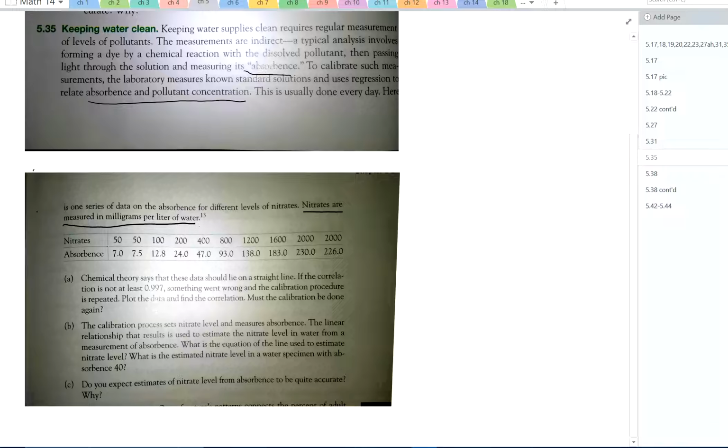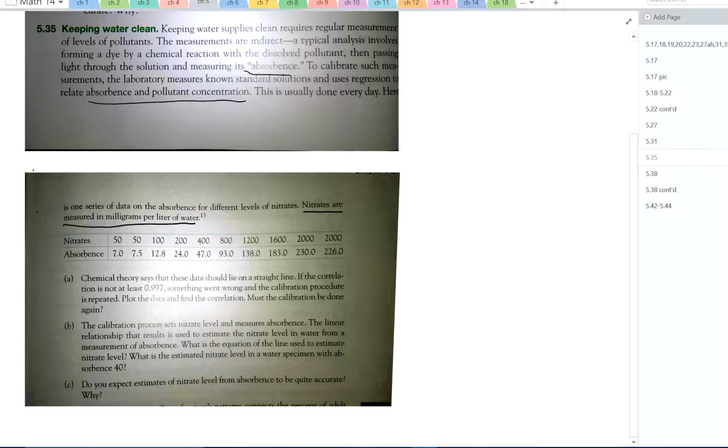Okay, so we got data on nitrates, data on absorbance, and the question is, it seems, the absorbance is going to depend on the nitrates, which is my explanatory, which is my response. I'm going to keep on reading to see how to either verify that or to see if they're using it differently. Chemical theory says these data should lie in a straight line. If the correlation is not 0.997, something's wrong, and we've got to do it again.